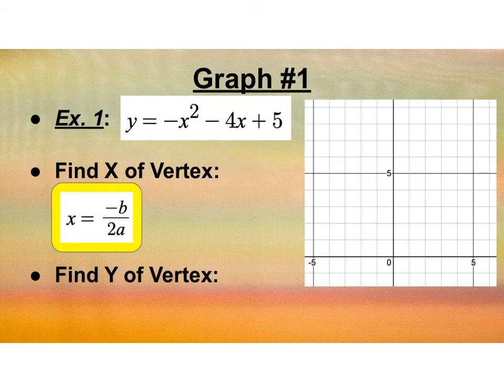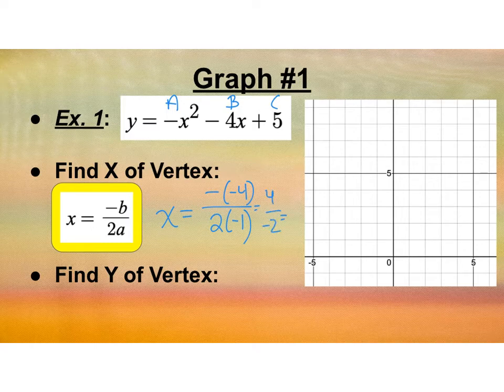So let's try to graph. First, we need to start by finding the x of the vertex. It is in standard form, so a is -1, b is -4, and c is 5. I'm going to do x equals -4 over 2 times -1. Lots of negatives there. Negative in my top will make that a +4, but a -2 on the bottom. So we're looking at -2 for my x.